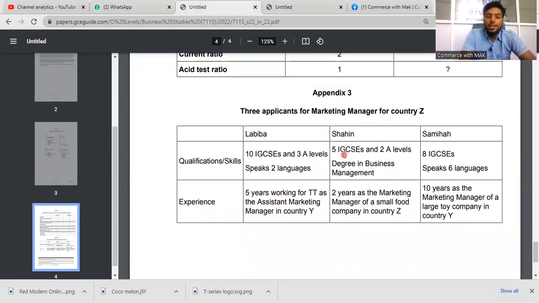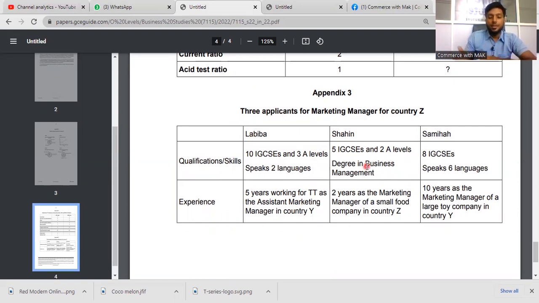Okay, so they have given three applicants for marketing manager for country Z. We have qualifications, skills and experience. Labiba has 10 IGCSE and 3 A levels, speaks 2 languages, 5 years working for TD as assistant marketing manager in Countrywide. There are good things in this qualification. Let me write it down. Labiba is already working in the company and also has good knowledge of the current market. But the problem is she's working in Countrywide and doesn't have any understanding about the culture and the consumers' preferences in country Z.